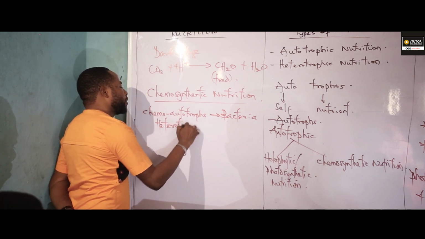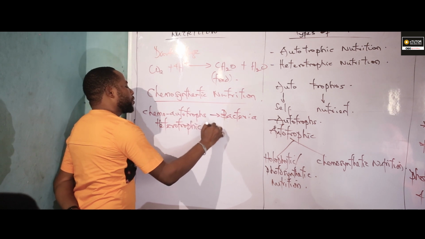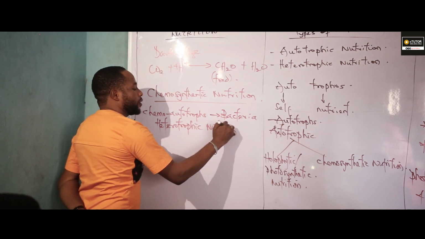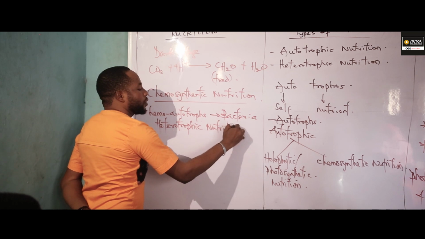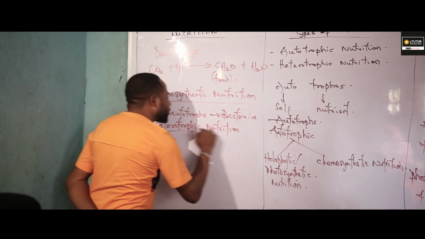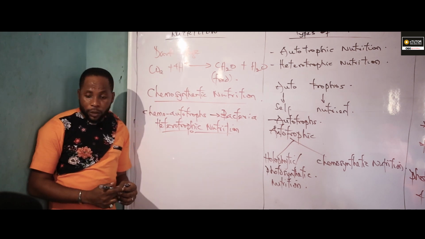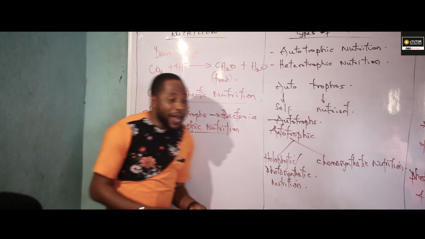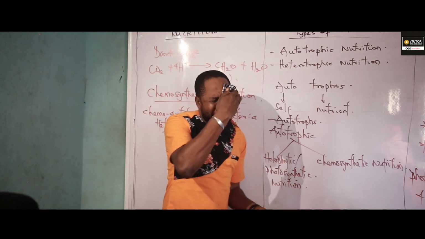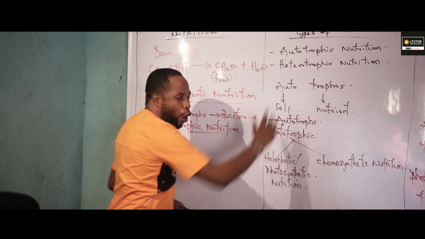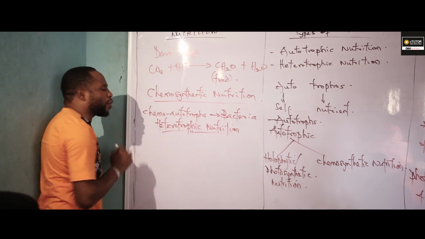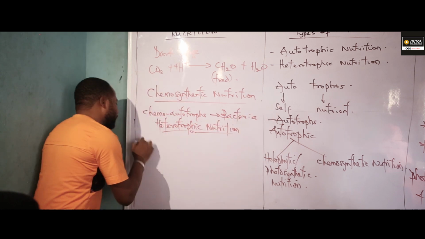Heterotrophic nutrition. Now, under this nutrition, organisms cannot manufacture their own food. They depend on the food manufactured by autotrophs.